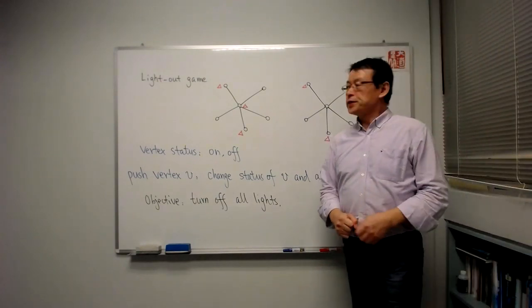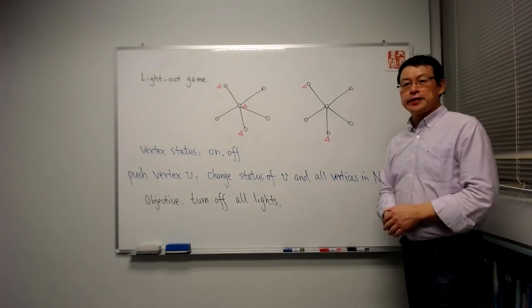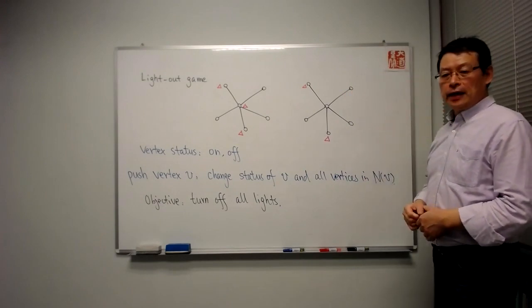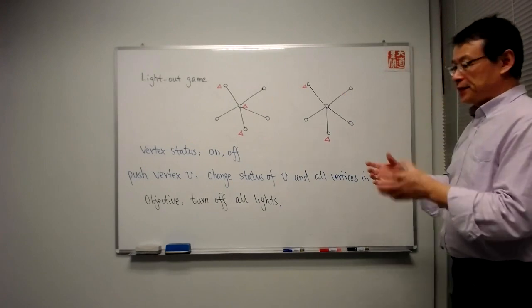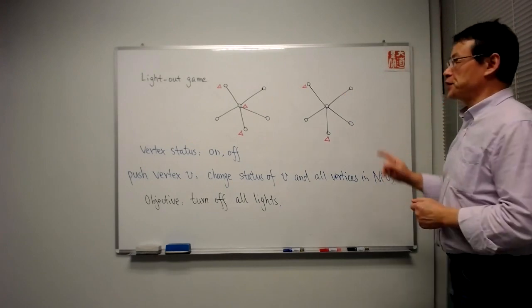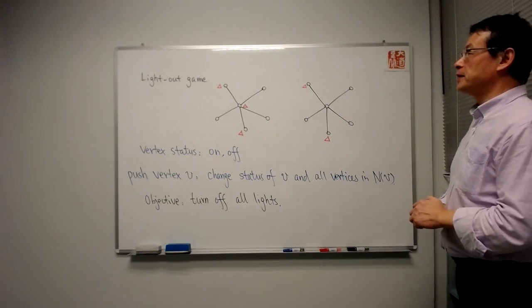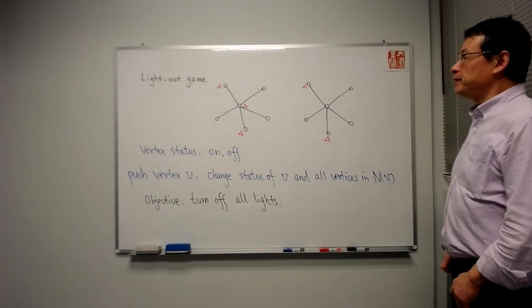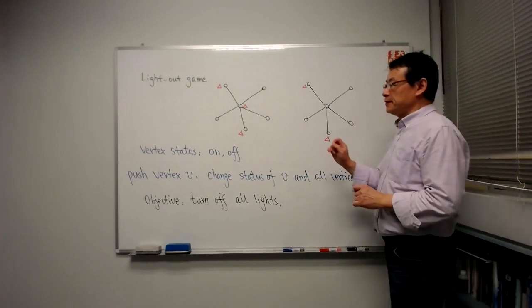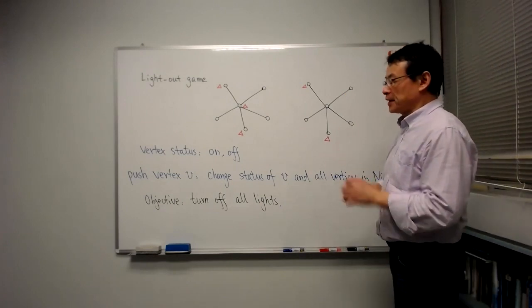Okay, so now we're going to discuss the light path again, using our knowledge of even graphs, namely decomposition of a graph into even graphs. We'll use our results from there to solve this problem called the light path game. Okay. So what we have is a graph, and on the graph, each vertex has a status, a light.